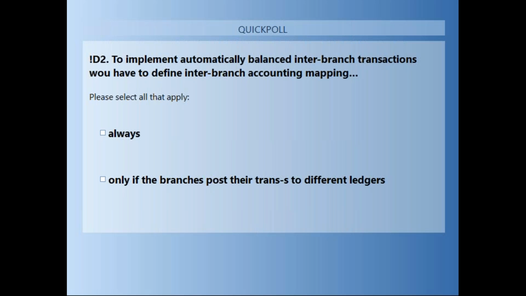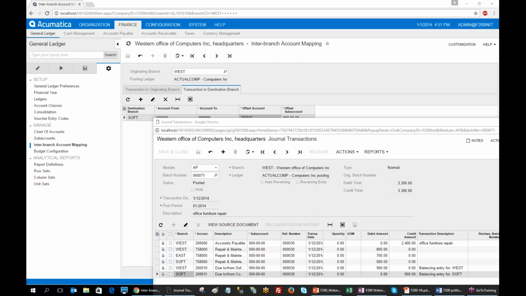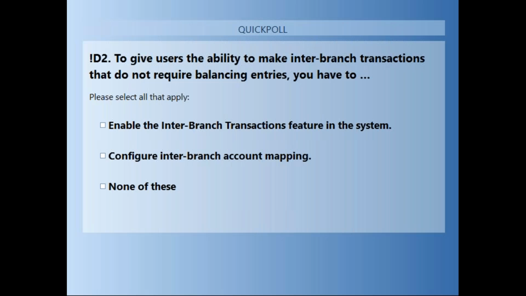Okay, I am going to close the poll. And since the third question also belongs to intercompany, let me go ahead, and we have only two over here. Okay, there's a last question here that I'm going to launch. To give users the ability to make interbranch transactions that do not require balancing entries, you have to do the following. Enable the interbranch transactions feature in the system. Configure the interbranch account mapping. On the ledger form, select the branch accounting checkbox for the ledger. On the ledger form, clear the branch accounting checkbox for the ledger. So out of the four, there are two correct answers as a hint.